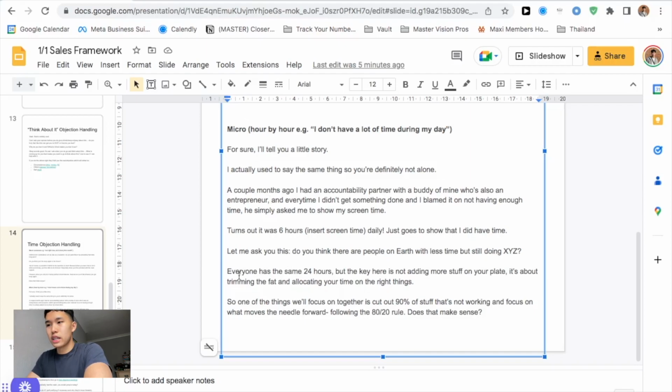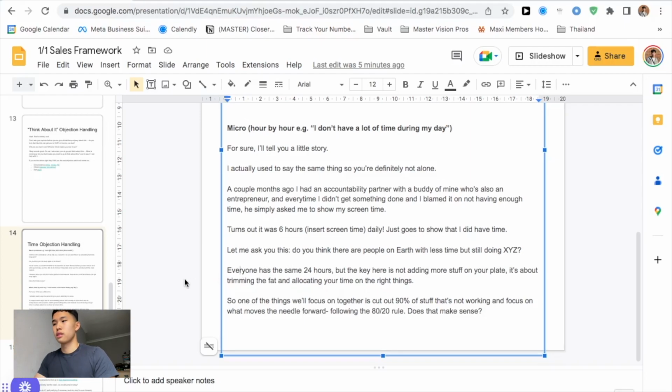If you've heard of the 80-20 rule, you essentially focus on the things that bring you 80% of the results. You focus on the few tasks that get you the most results. So one of the things we'll focus on together is cutting out 90% of the stuff that's not working. And then we're going to focus on the things that actually move the needle for you. So even if you've got finals, even if you've got a really busy schedule, you can still get the result regardless. So there's no excuses there. Does that make sense? And that should be handled.